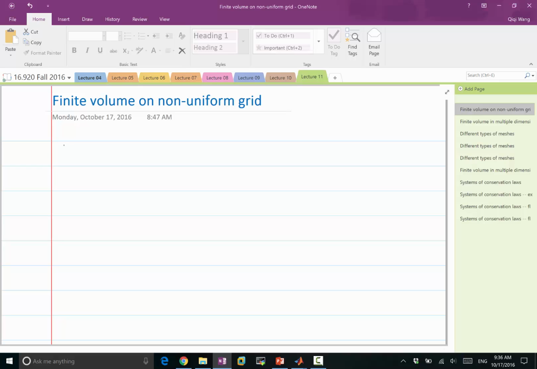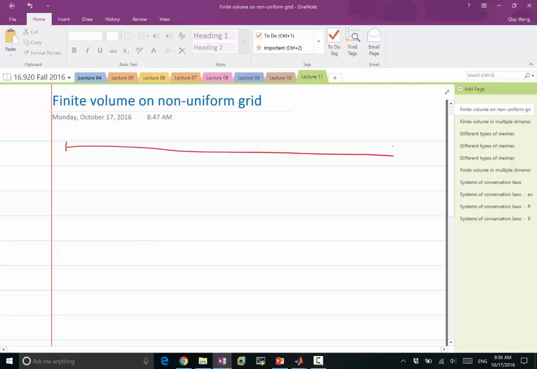Finite volume on non-uniform grid. Still, we have a single spatial dimension, but the space is now divided by a non-uniform set of grid points. So we have x0, we have xn, and we have x1, x2, and the spacing between the axes are no longer going to be uniform.